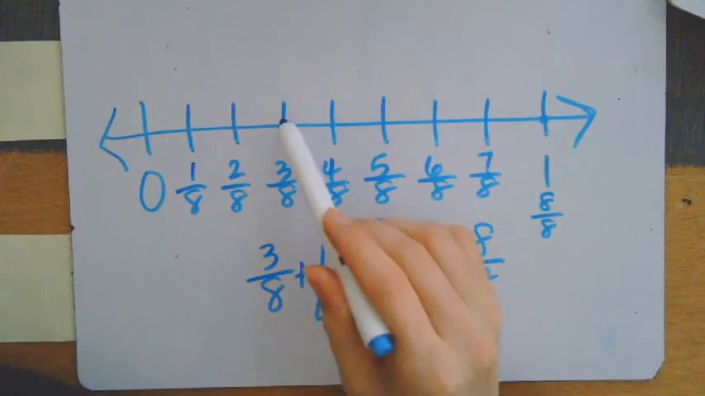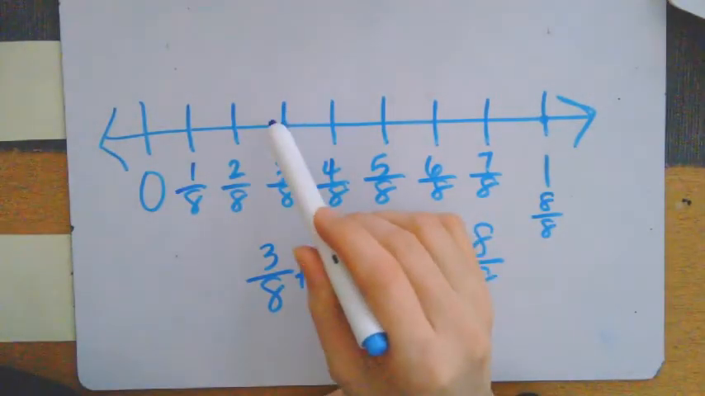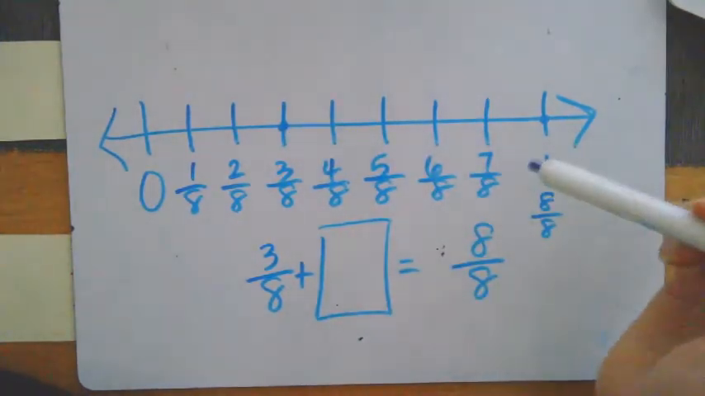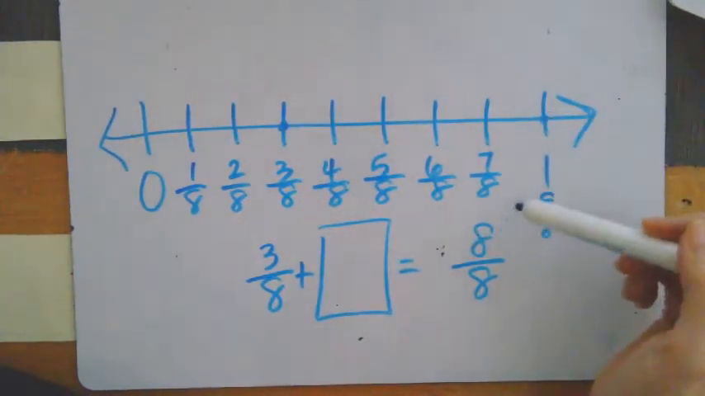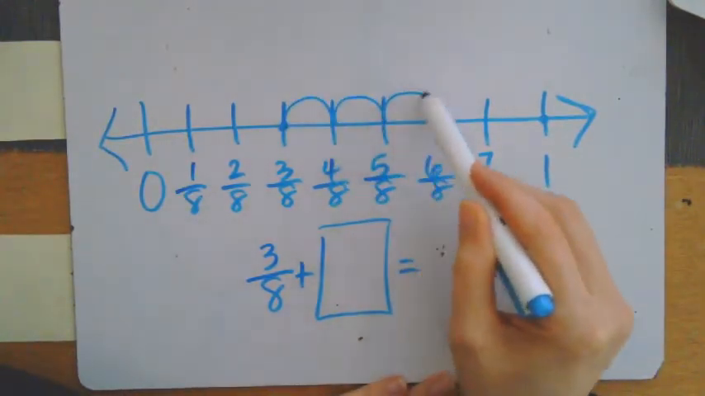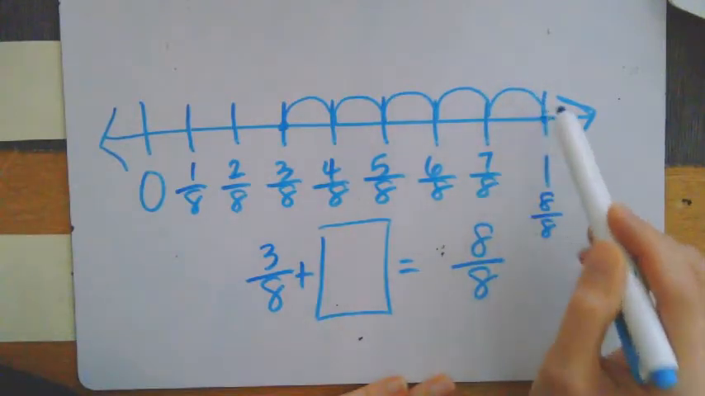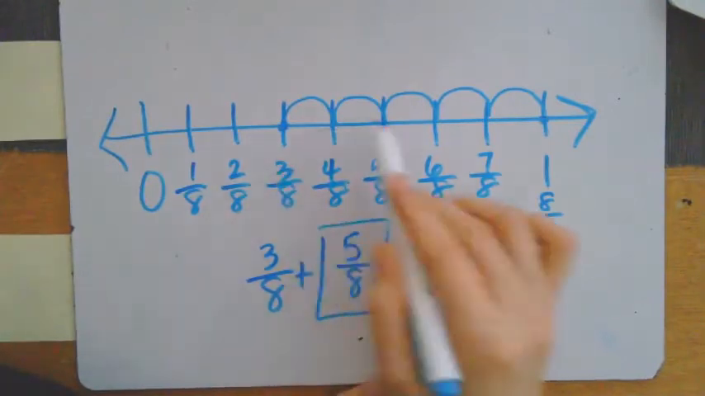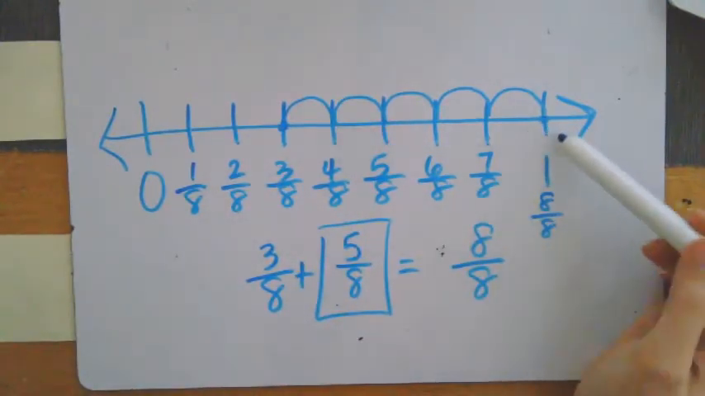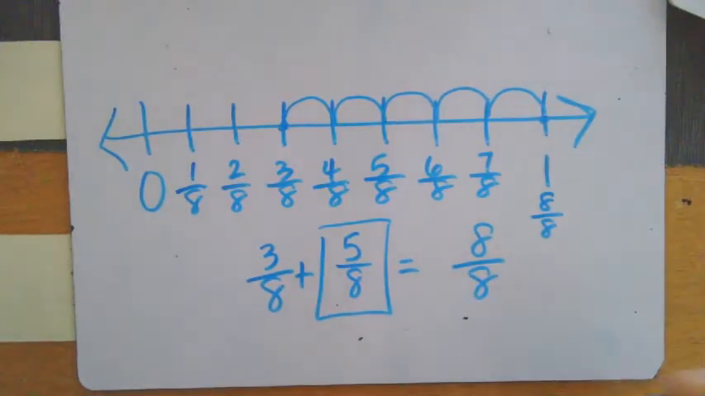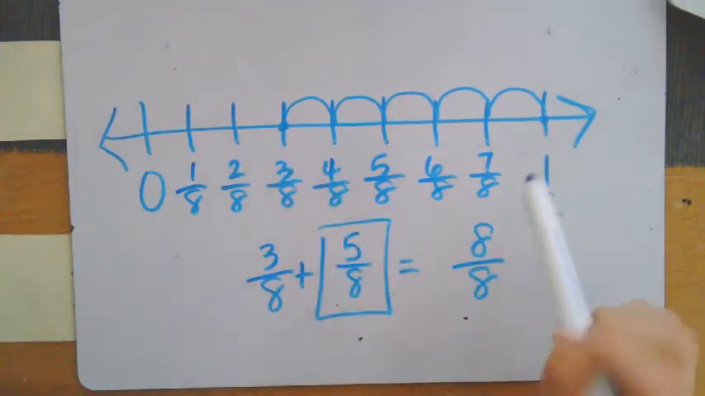Okay, so if I start here, I'm just going to count my jumps, and that tells me how many jumps I'd have to take before I get to my total destination, which is 8/8. So if I go 1, 2, 3, 4, 5, 5 jumps out of 8 jumps tells me I would get to my, again, final destination, which is 8/8. So 3/8 plus 5/8 is 8/8. And this is how you represent it on a number line.